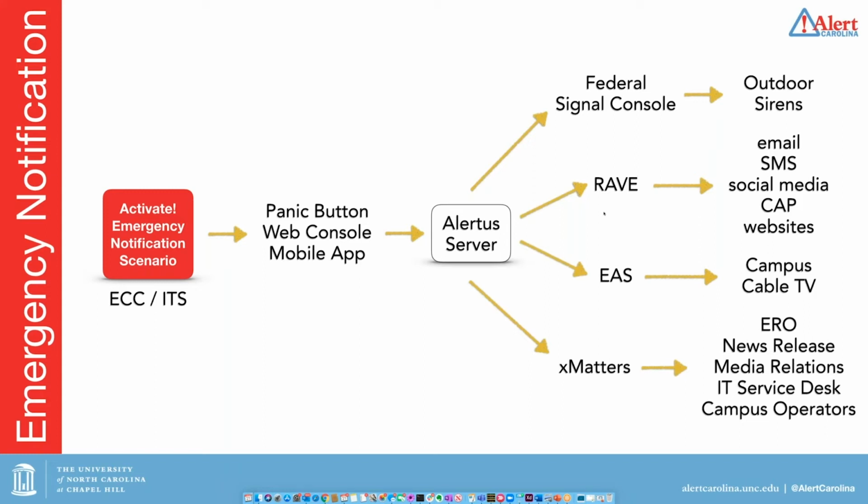It uses Rave as our mass notification distribution partner for email, SMS, social media, posting to our websites, and various other places. We use the traditional EAS, the emergency alert system, to take over our campus cable TVs with the Blankenburst image. And then we use another cloud-based software provider called XMatters to do various integration points for specific things like notifying our campus emergency response officials, sending out news releases, making notification to our on-call media relations, and then other key contact points for the university, such as campus operators.